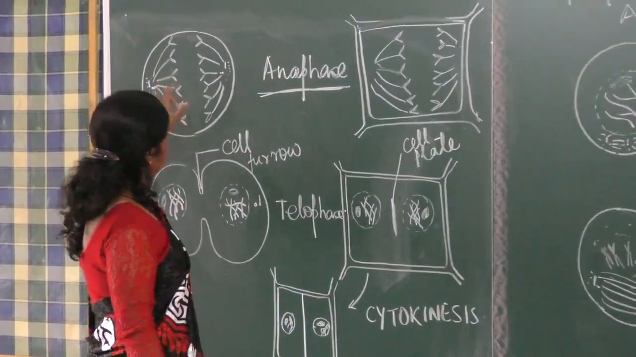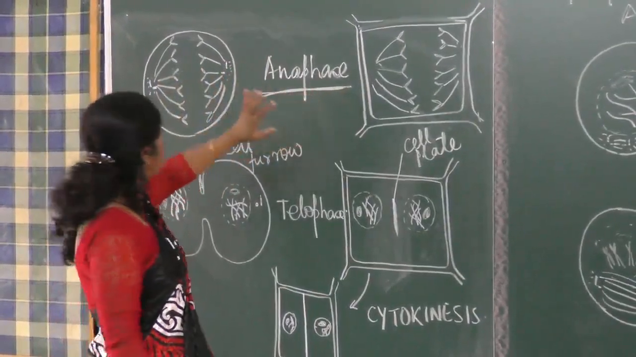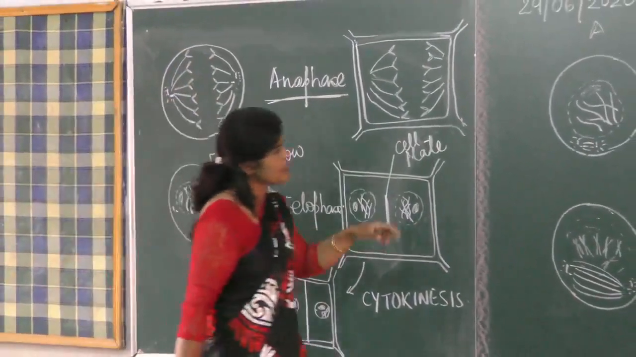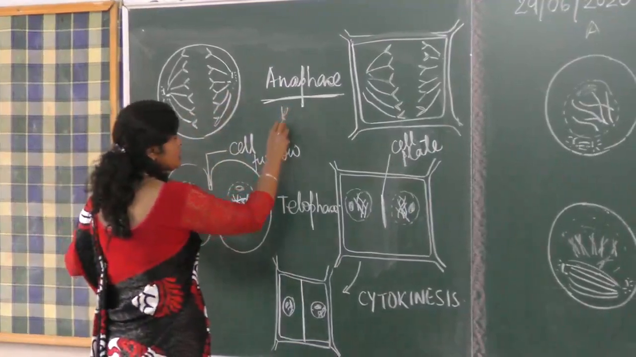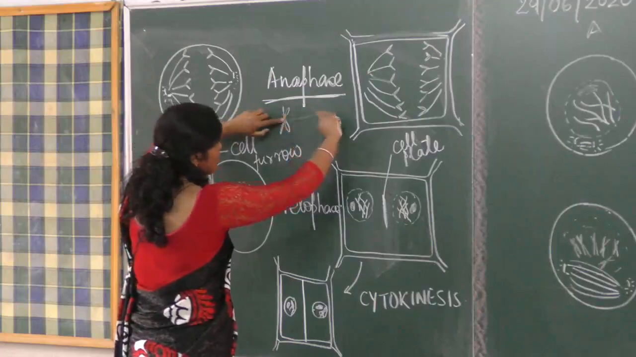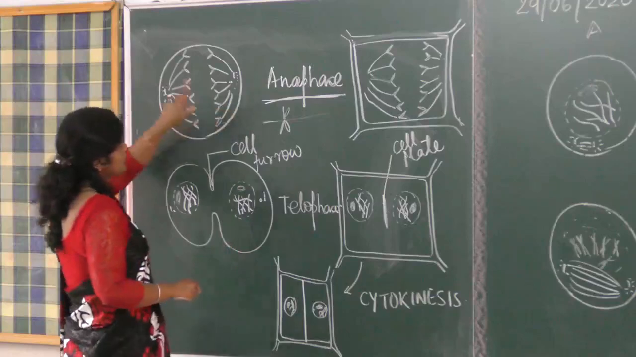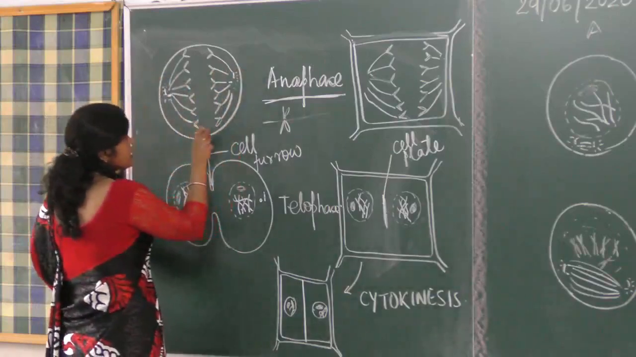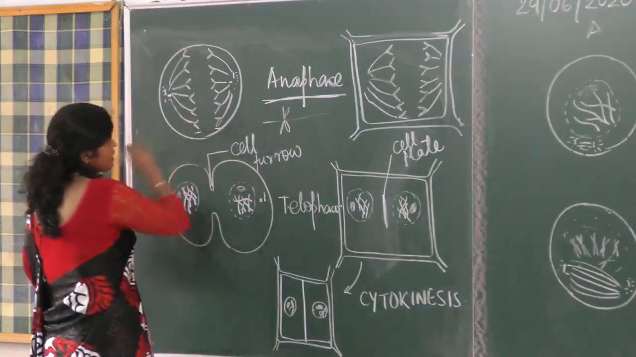Is it all right? In anaphase, I have not drawn late or early. Like what we know about anaphase, the spindles contract. This is a duplicated chromosome. The spindles contract, pulling one sister chromatid towards one side and the other towards the other side. Is it all right? So the spindles are contracting and pulling the sister chromatids apart.